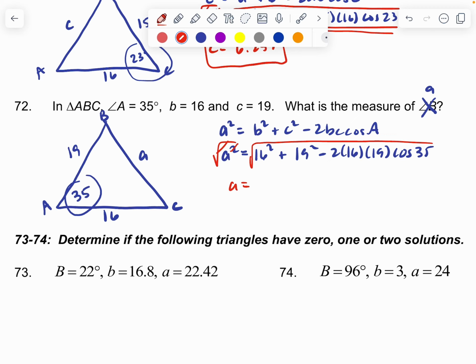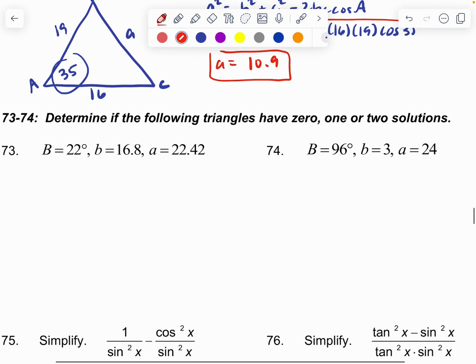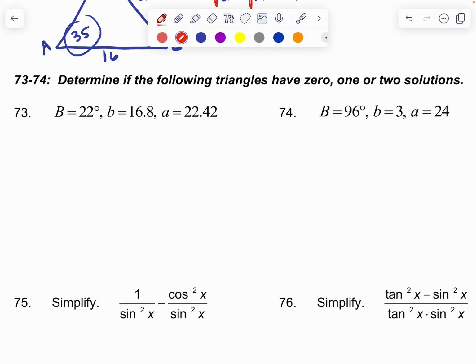So I have second square root, 16 squared plus 19 squared minus 2 times 16 times 19 times the cosine of 35. And I got 10.9 approximately. Actually 10.9066748, but 10.9. All right. Okay, now determine if the following triangles have 0, 1, or 2 solutions. Okay, so let's just go ahead and try solving and see what we get.